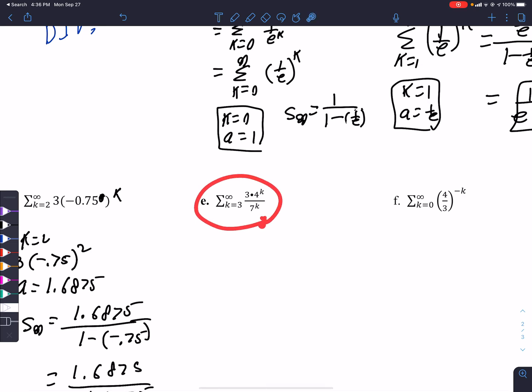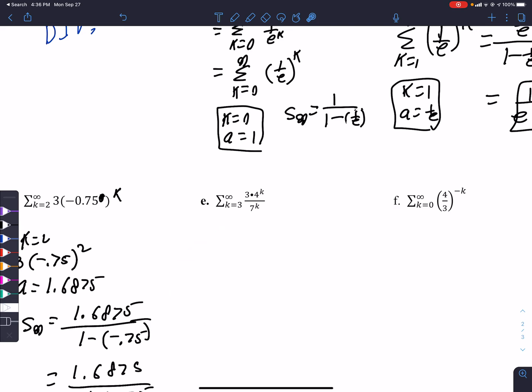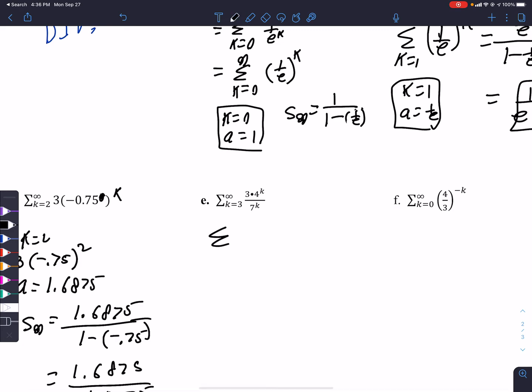This is funky. Is that geometric? It doesn't look geometric. So we need to be able to rewrite it. Geometrics can have a constant and your r to a power. Anything like that is geometric. And so we can rewrite this. So this can be rewritten like such, using your algebra skills: 3 times 4 over 7 to the k power.